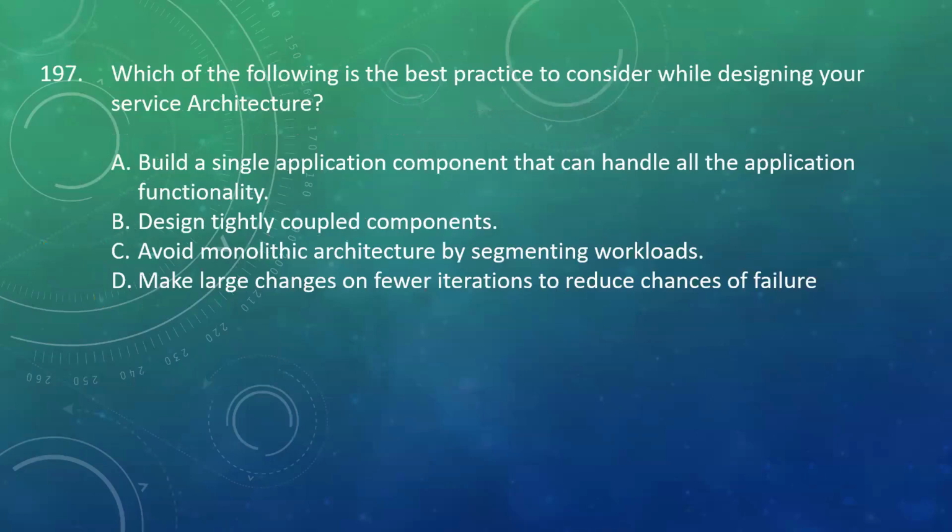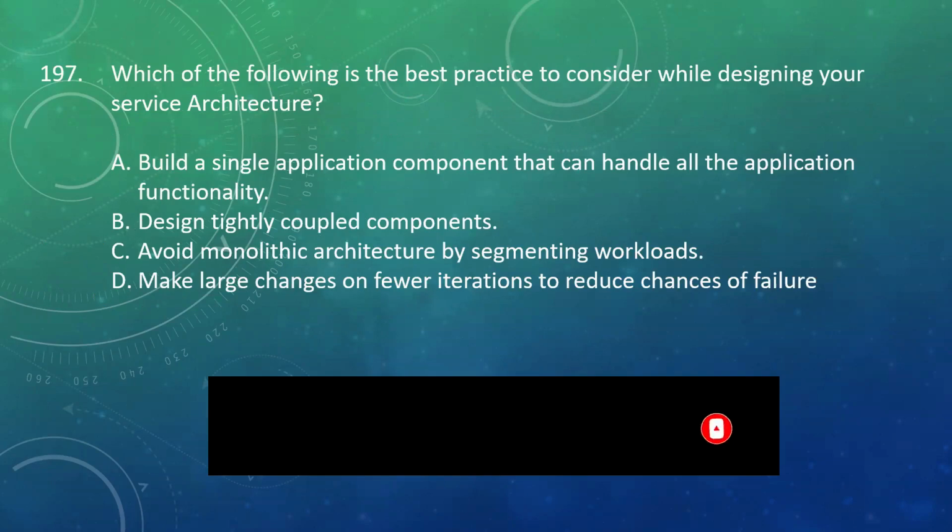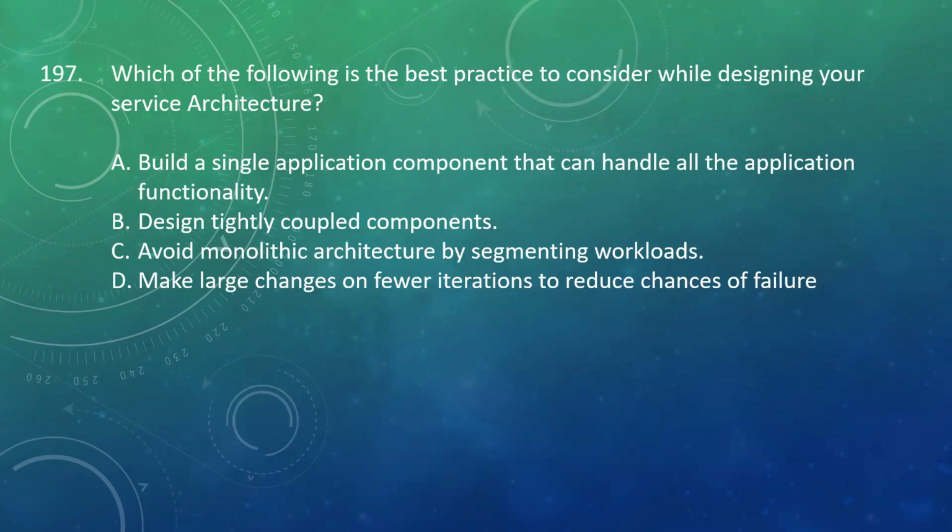Question number 197 of the series. Which of the following is the best practice to consider while designing your service architecture? Your options are: build a single application component that can handle all the application functionality, design tightly coupled components, avoid monolithic architecture by segmenting workloads, make large changes on fewer iterations to reduce chances of failure. The best practice to consider while designing your service architecture is to avoid monolithic architecture by segmenting workloads.